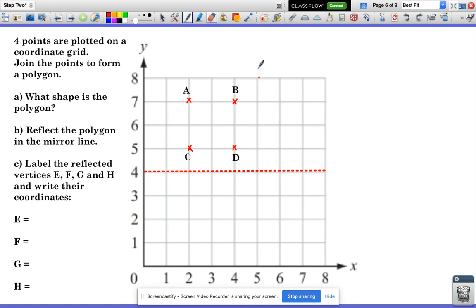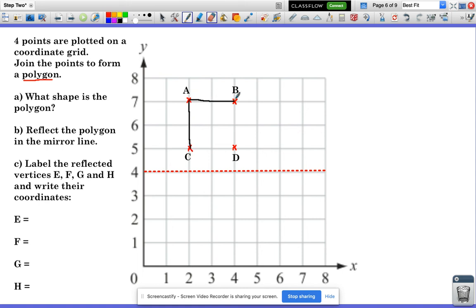So we've got our grid again. It says 4 points are plotted on a coordinate grid. Join the points to form a polygon. Now, do you remember what a polygon is? A polygon is a shape that has 3 or more straight sides. It has to have straight sides and it has to have 3 or more. So let's join. I'm just going to change the color of this. So let's join our polygon as carefully as we can.